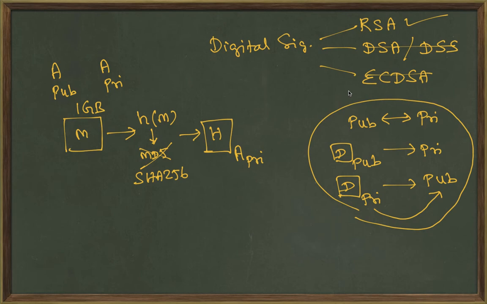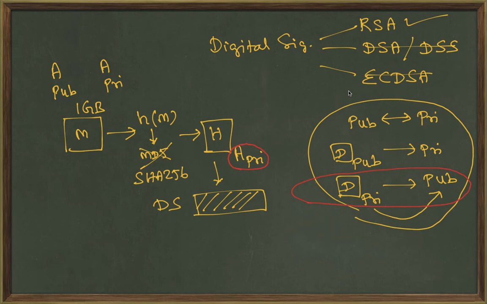In this particular situation for digital signature, we are going to make use of this property, that is, you are encrypting the hash value using Alice's private key. So after encrypting, whatever you are getting, this is what we mean by digital signature.